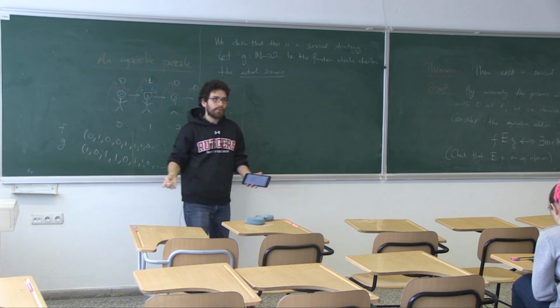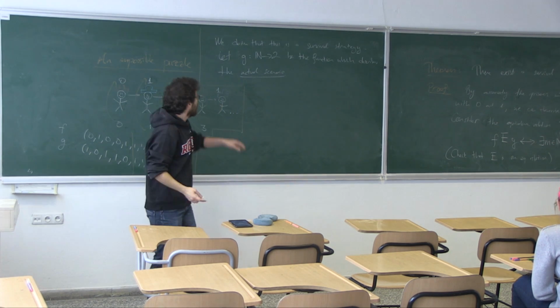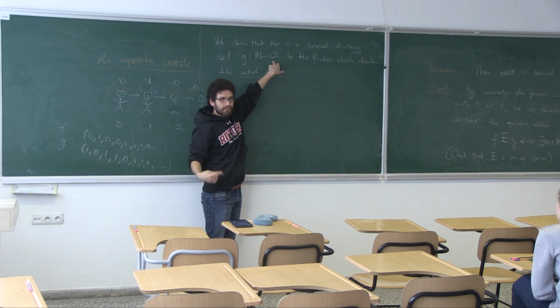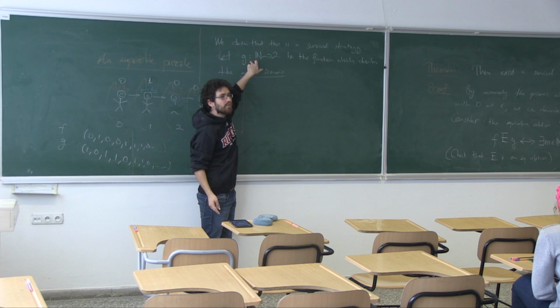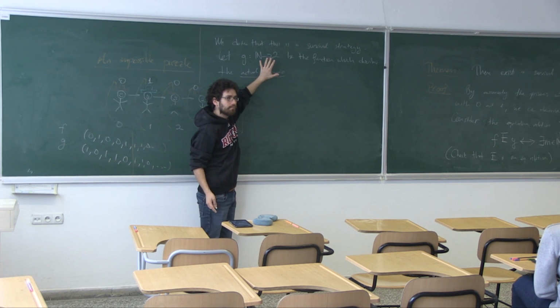So the hats are distributed. Every prisoner gets the color red or blue. So this is the actual scenario. This is what's happening in reality. These are the colors of the hats in reality, okay?